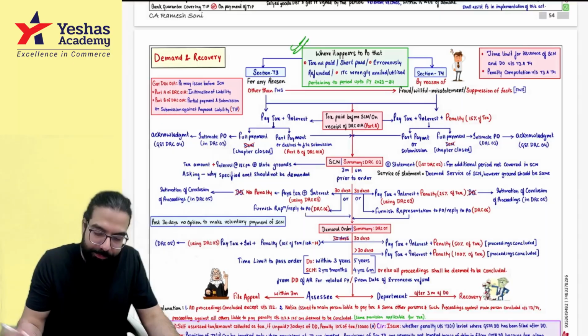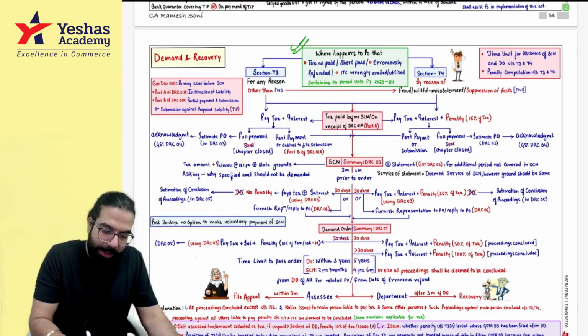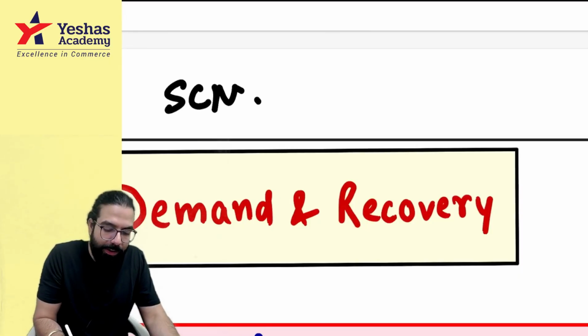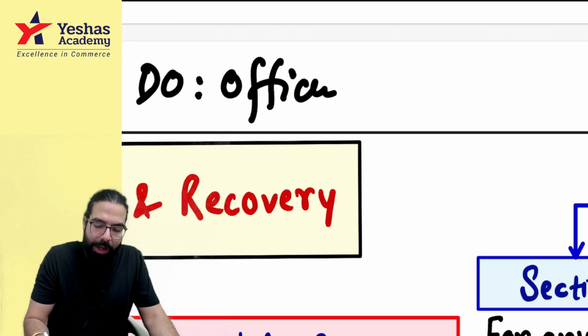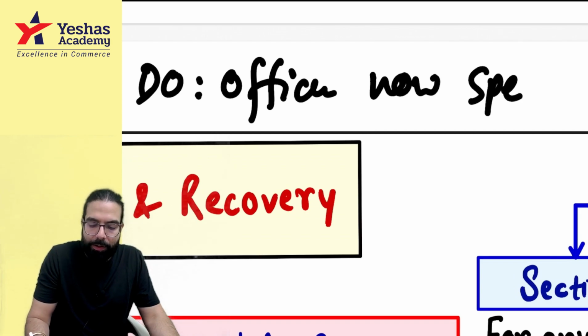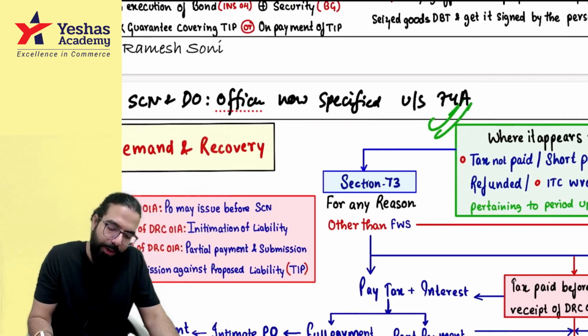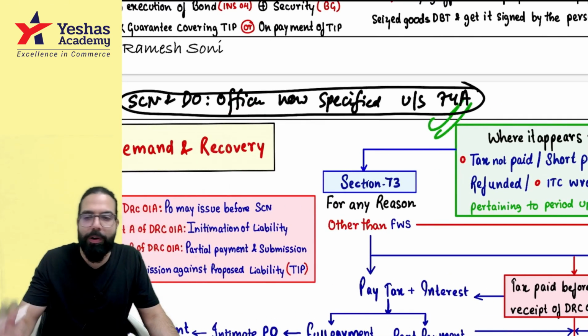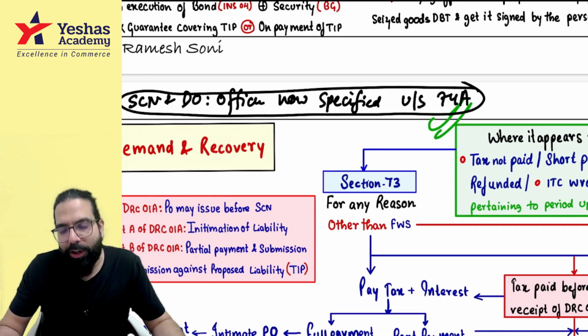Done. Next. So demand and recovery, nothing. You can just write down over here: show cause notice and demand order, officer now specified under section 74A. Not very important from the exam point of view, but you can have one small question. All the questions which I have done just now, listen again so that you remember for the exam.